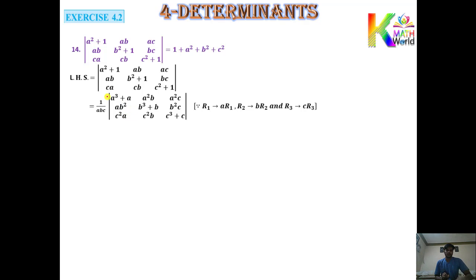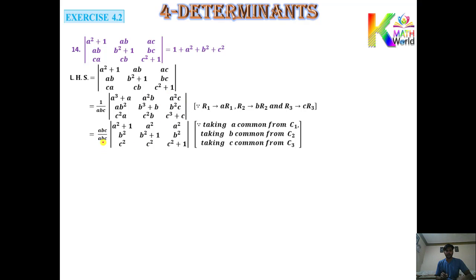Okay, now focus on the first column. From here you get a common. A is there, it means from the first column you get a common. See the second column, b is there, b is there, b is there, it means from the second column you get b common. Same way, see the last column, from the last column you get c common. So from the first column a common, from the second column b common, from the last column c common. So abc outside you can see.